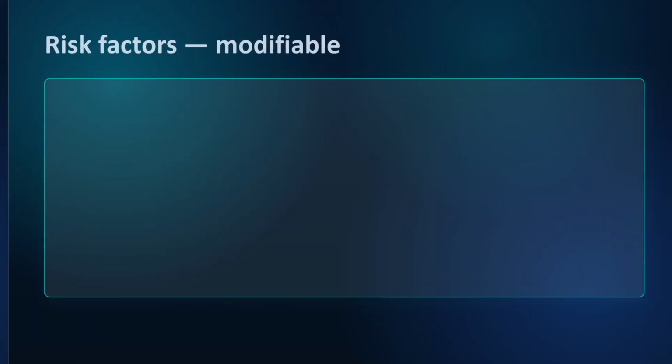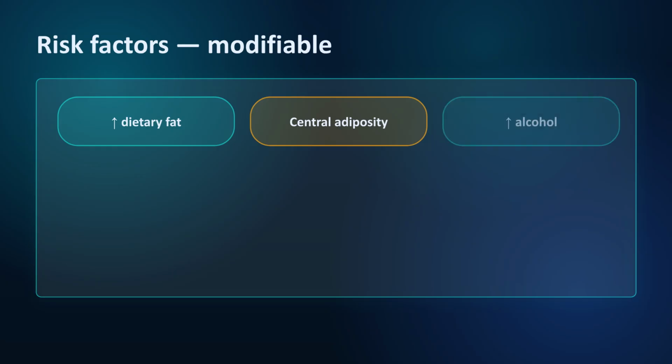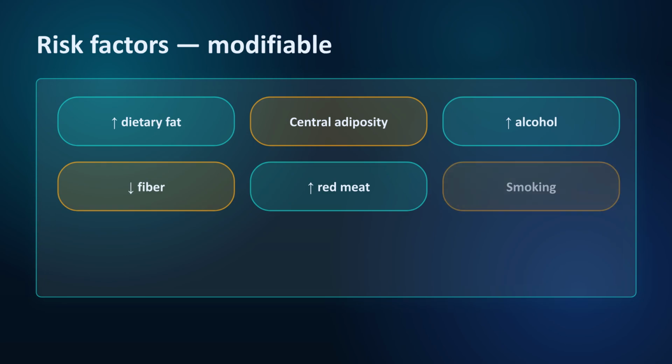Neither is negotiable. Now the modifiable list. A diet high in fat raises risk. Central adiposity raises risk. And note carefully that the distribution of the weight matters, not only the number on the scale. Increased alcohol intake raises risk. Low fiber intake raises risk. High red meat consumption raises risk. Smoking raises risk. And that risk persists for years after quitting. And diabetes mellitus raises risk independently of body weight.